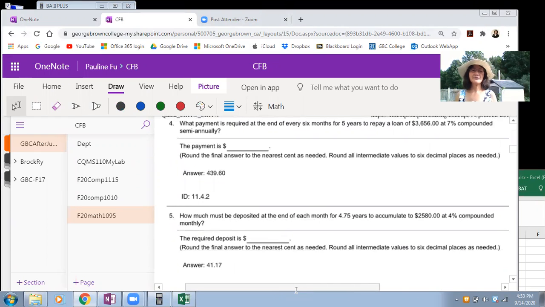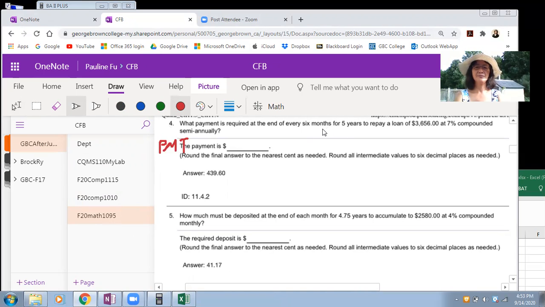So this is question 3, and question 4. What payment is required at the end of every 6 months for 5 years to repay a loan of 3,656 at 7% compounded semi-annually? So this question asks you for PMT. What is the PMT? That is the question.